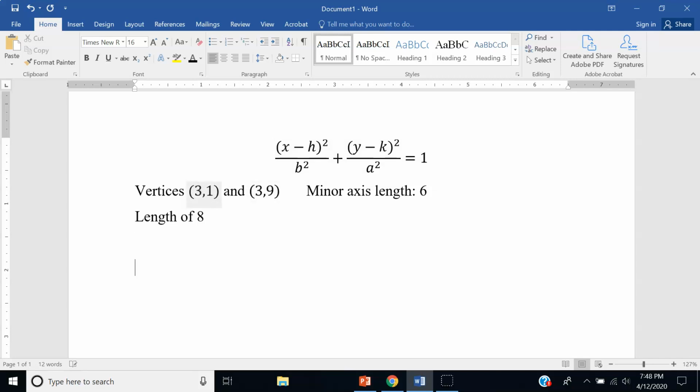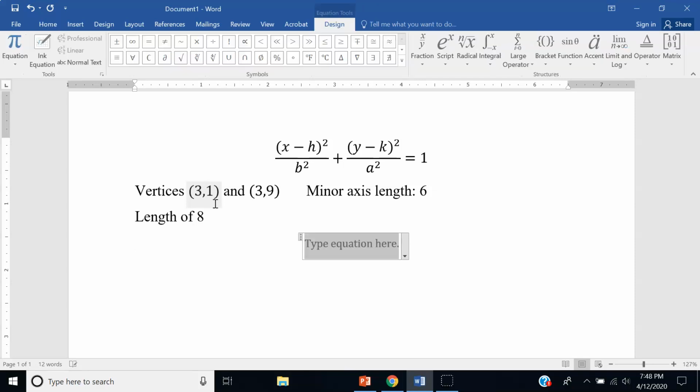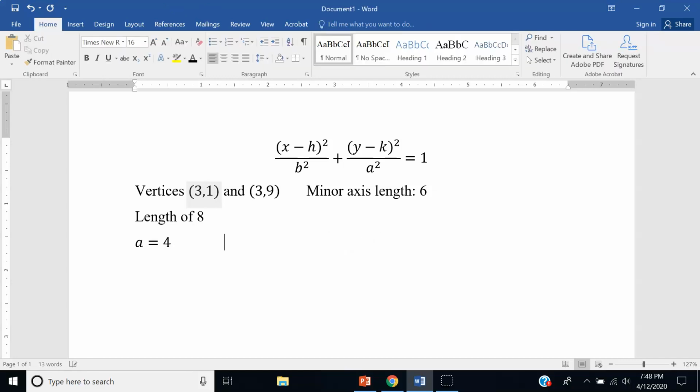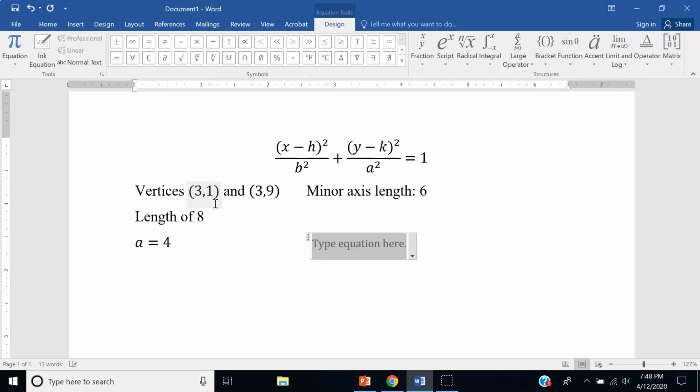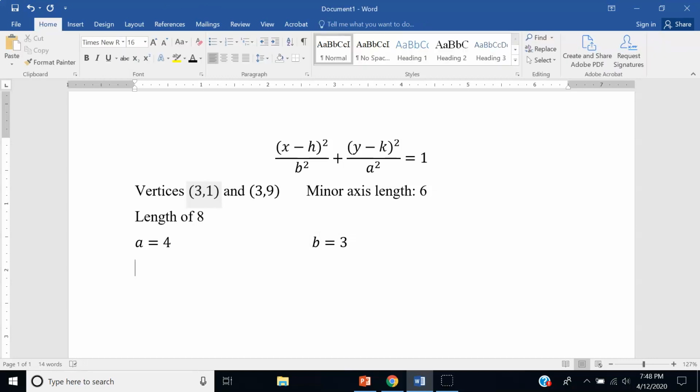So there you go. If the major axis has length of 8, that means that the A has to be 4. Let me write that there. If the minor axis has length of 6, that means that the B has to be 3. Remember, the length is double of what the actual A and B are.